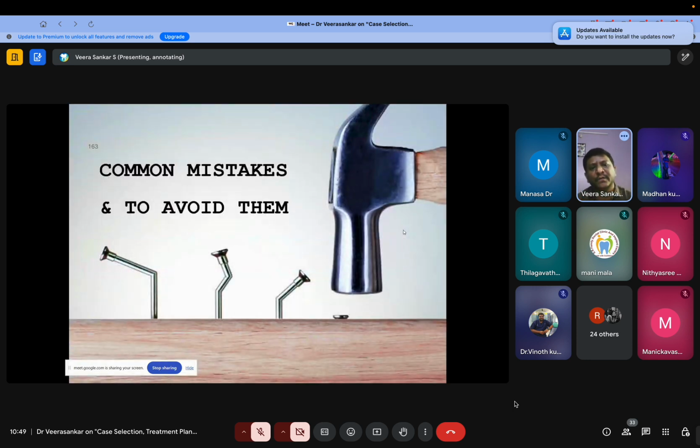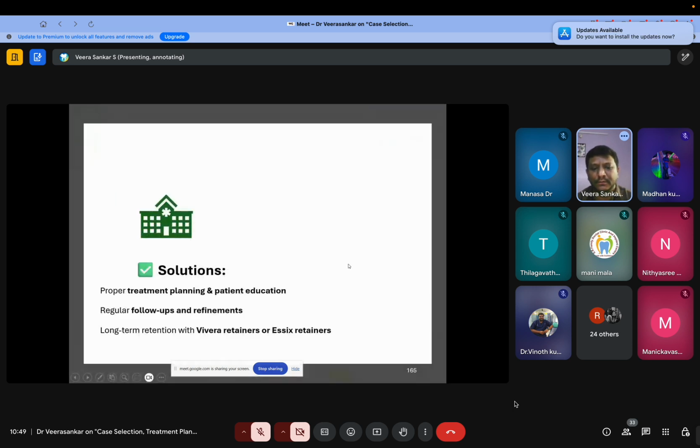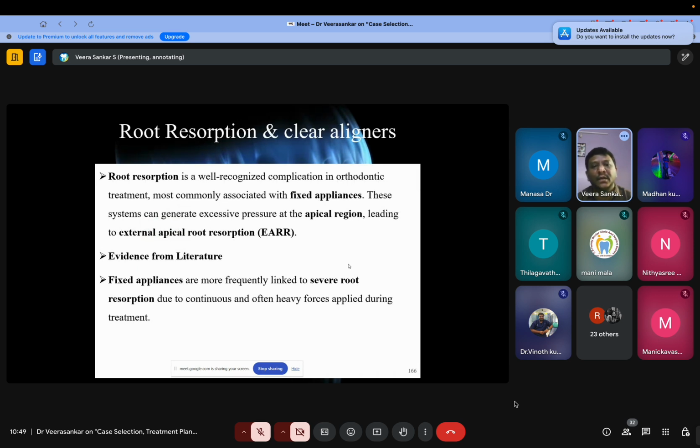It is very important. What are the common mistakes and how can we avoid them? Poor case selection and poor treatment planning with improper treatment objectives, lack of proper attachment placement, inadequate patient compliance and monitoring, and not accounting for retention and relapse. So what are the solutions? Proper treatment planning and patient education are important, and regular follow-ups and refinements may be required, which will be a solution for the problem. For long-term retention, Essix or Vivera retainers are the method of choice to avoid relapse. So the last topic is root resorption with clear aligners.